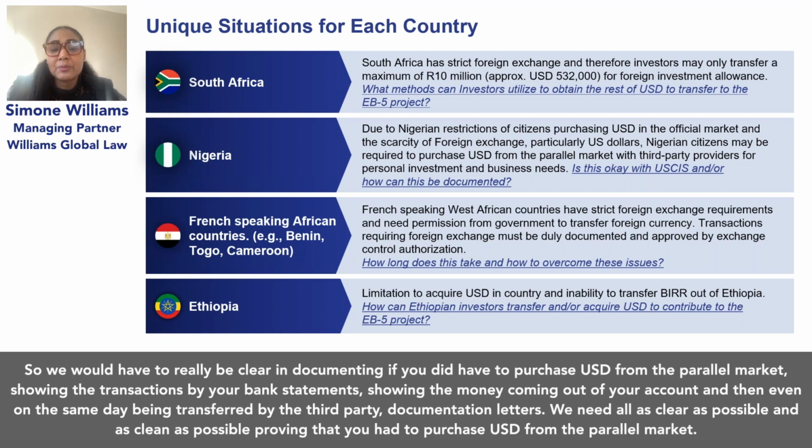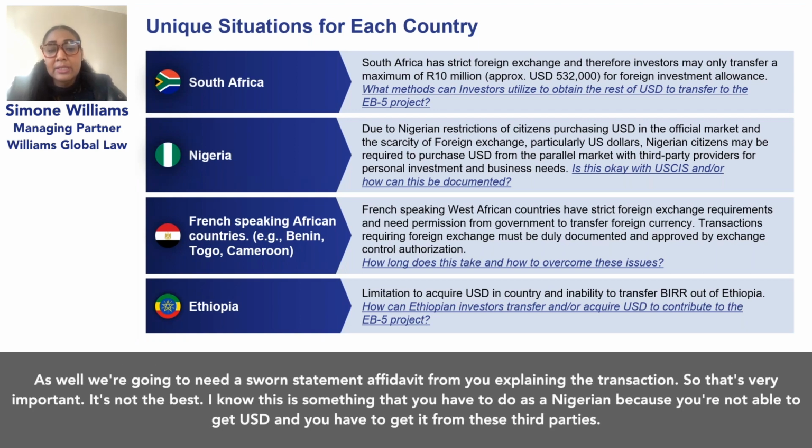So we would have to be really clear in documenting if you did have to purchase USD from the parallel market, showing the transactions by your bank statements, showing the money coming out of your account, and then even on the same day being transferred by the third party, with documentation letters. We need it all as clear and as clean as possible, proving that you had to purchase USD from the parallel market. As well, we're going to need a sworn statement affidavit from you explaining the transaction.